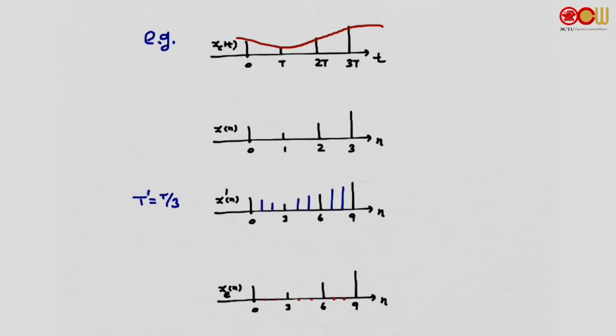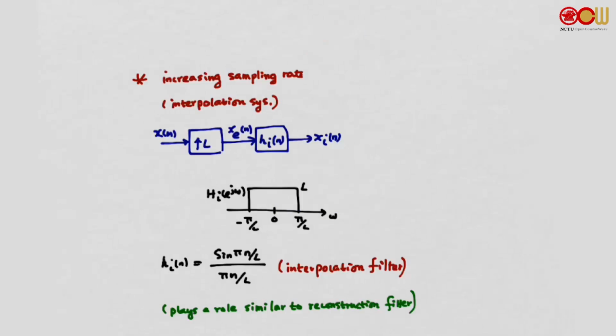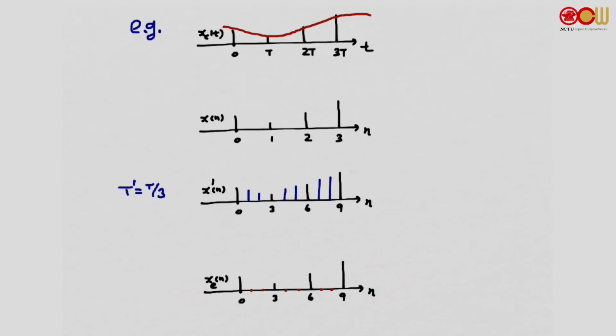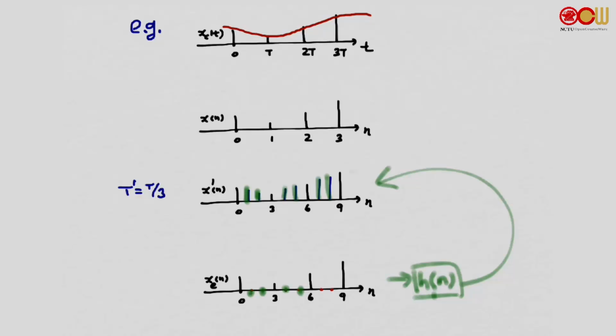With the expander, what we get is x_e. It has samples of x[n] at 0, 3, 6, 9. It's multiples of 3, but the samples in between 0 and 3 are zeros, and these are zeros, these are zeros. From what we have discussed so far, by passing this x_e through this interpolation filter, we get the output which is equal to x'[n] when the samples are taken with sampling period T over 3. And that means the filter H_I plays a role interpolating these samples. So these zeros now have non-zero values, and these are the interpolated values obtained by passing x_e through the interpolation filter.